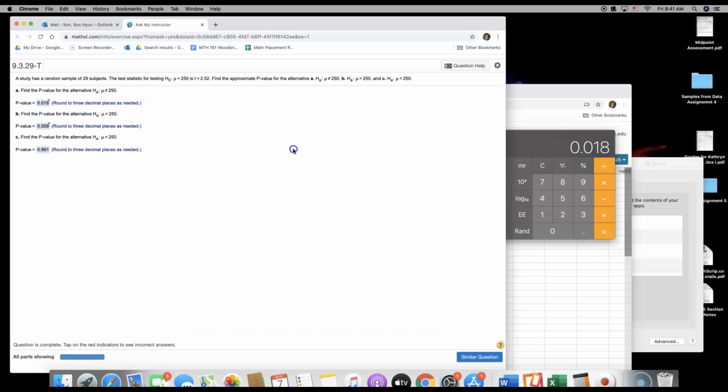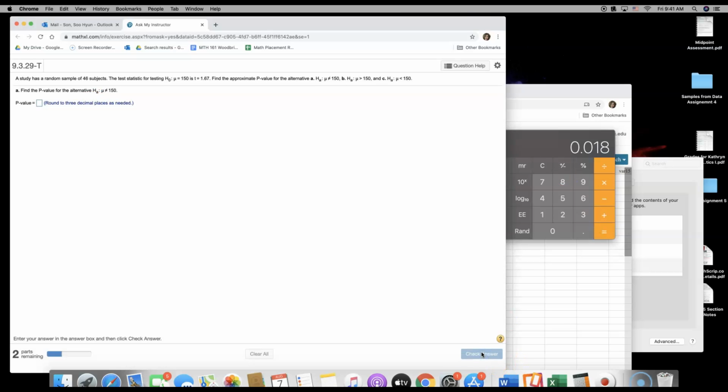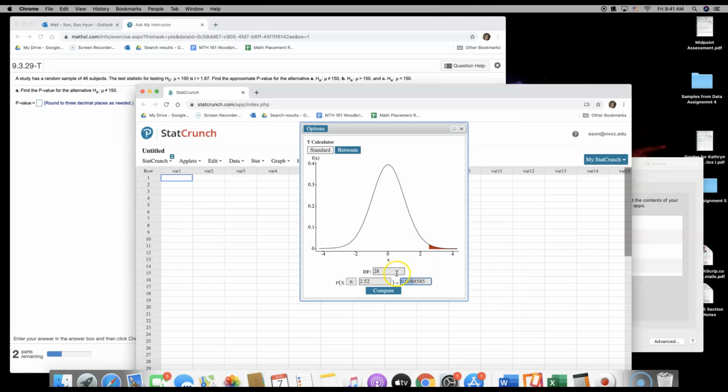So definitely try the similar question. I can just open one up. The random sample has 46 subjects, so the degrees of freedom is 45. The test statistic they gave me is 1.67. Notice how the mu naught value doesn't really matter over here because they gave us a T test statistic already.